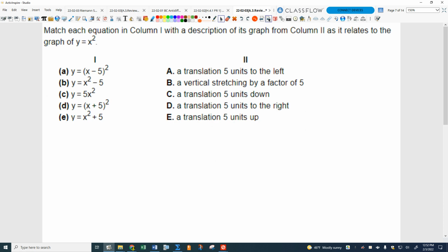All right, what about these now? So look what we're doing here. We're gonna match the functions in the left column with the descriptions in the right column, given that we're starting off with the parent graph y equals x squared. So just a plain old parabola, vertex at the origin, right? For part A over here in the left column, which one of these options does it match up with? Just vote with your fingers. 1 is A, 2 is B, 3 is C, etc. So which one does this guy go with?